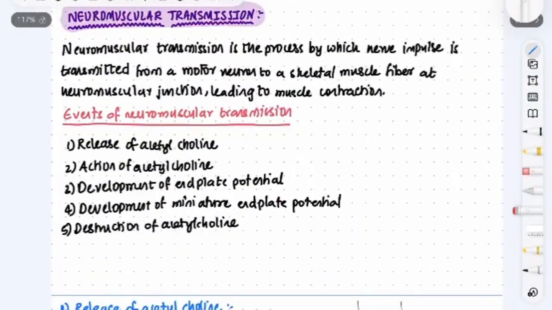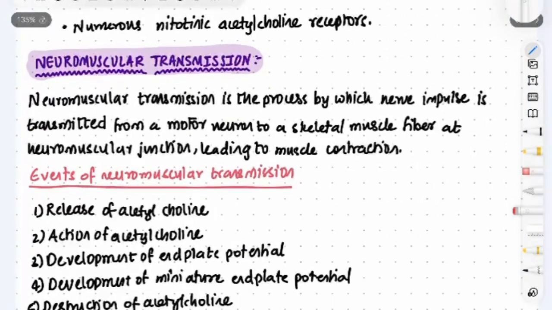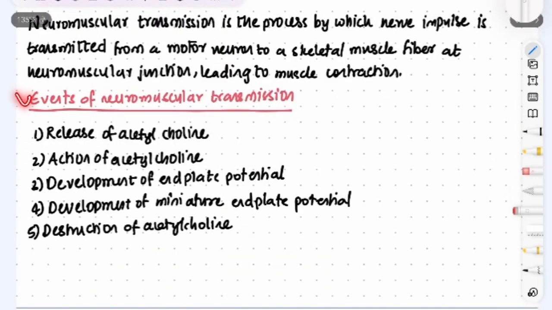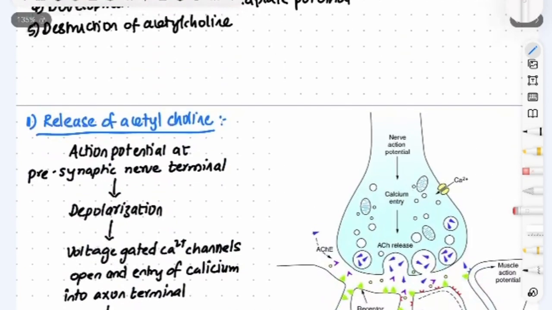Now we'll enter into the important topic, the neuromuscular transmission. Neuromuscular transmission is the process by which a nerve impulse is transmitted from a motor neuron to a skeletal muscle fiber at the neuromuscular junction, leading to muscle contraction. We'll be discussing the process, how the impulse travels and how the muscle is contracted. First, what are the events occurring in this neuromuscular transmission? There are totally 5 events: release of acetylcholine, action of acetylcholine, development of end plate potential, development of miniature end plate potential, and destruction of acetylcholine.